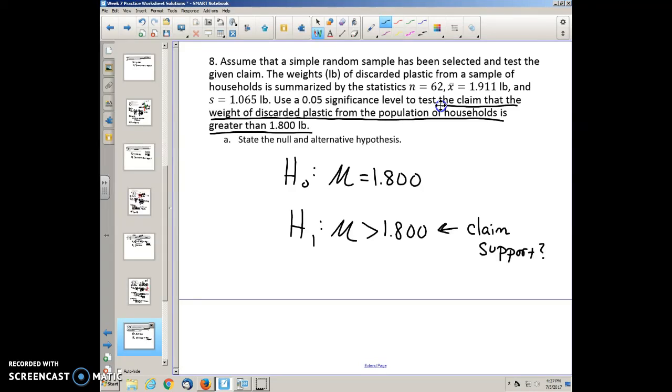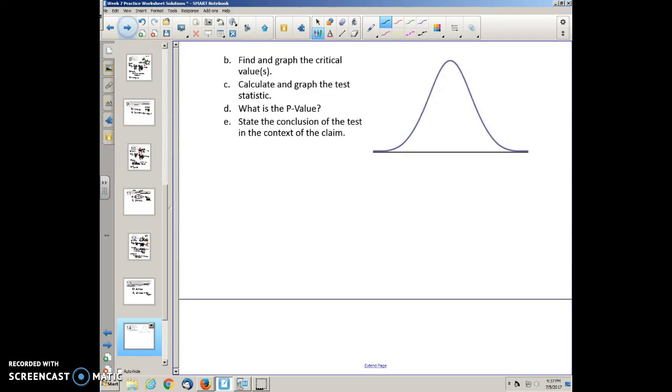Since we do not know the population standard deviation, which you rarely do, they don't tell us the population standard deviation, we are going to use the t distribution. So this is t, 0 in the middle. It is a right-tailed claim, so we need t sub alpha. Alpha was 0.05. We also need degrees of freedom when dealing with t. If n is 62, degrees of freedom is 61.